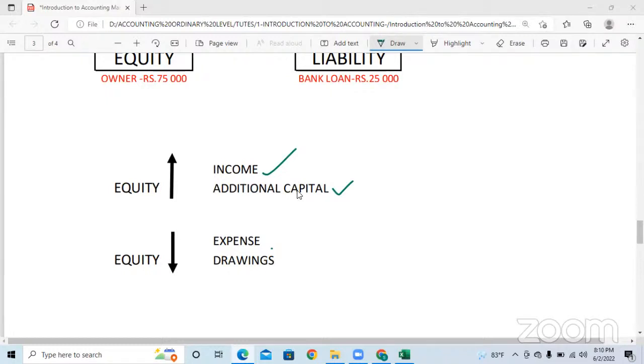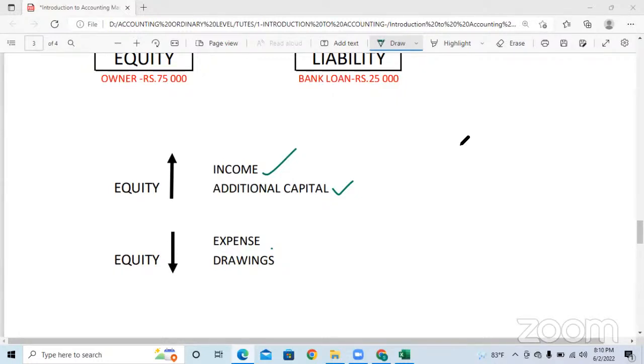Now, guys, see here, income and additional capital will increase your equity. Due to an income, your owner's equity will increase because owner started the business to earn an income. He started a stationery business so that he earns income by selling stationeries. So because of that, it will increase your equity. While expenses and drawings reduce equity.